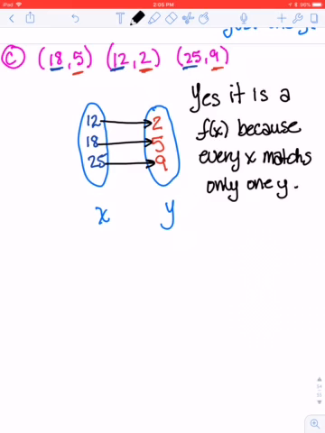Okay, look over our warm-up from this morning and your foldable. Be ready.